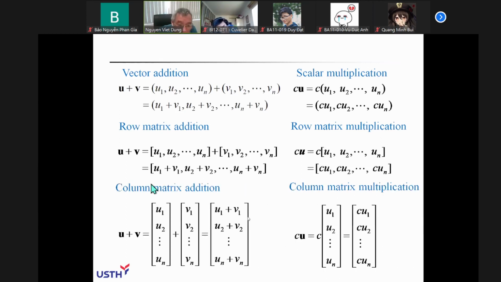And the same with the column matrix addition and column matrix multiplication with a scalar C like that one. So we can apply the standard operation on vectors, or you can apply the matrix addition and the scalar multiplication of matrices for row matrices or for column matrices. It gives you the same result.